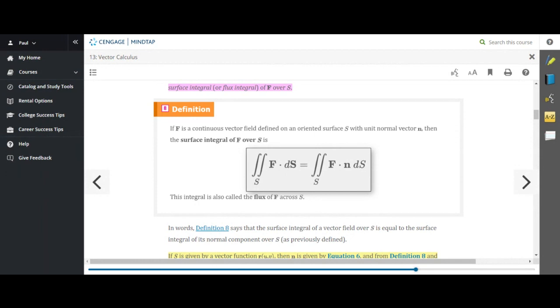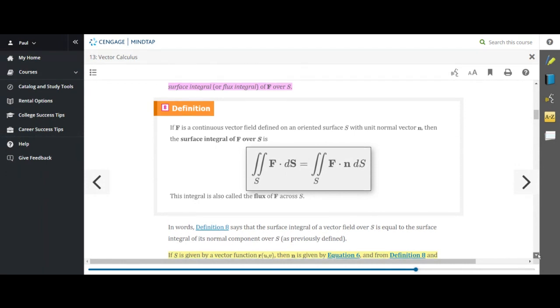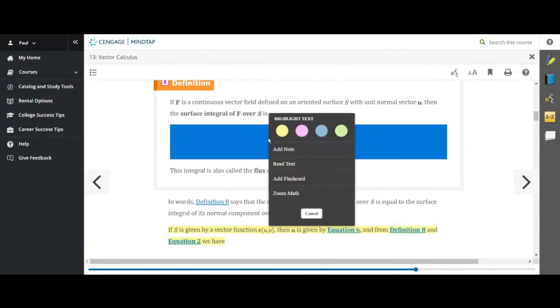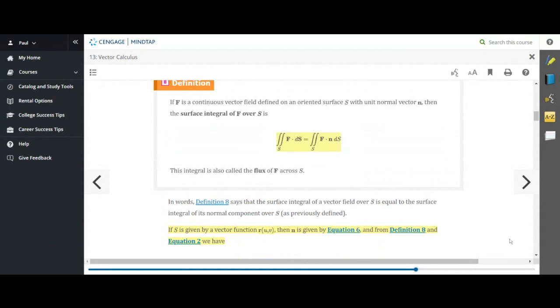Now, right now, the formula we have for the surface integral is on the right there. Let's see if we can simplify things a little bit. Let's see if we can find a way to compute the surface integral. And what we can do here, let me just highlight this.